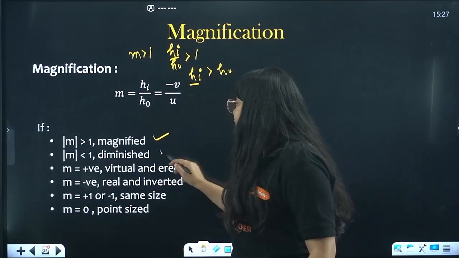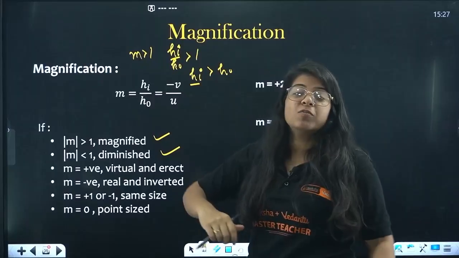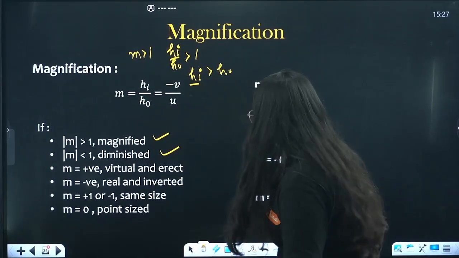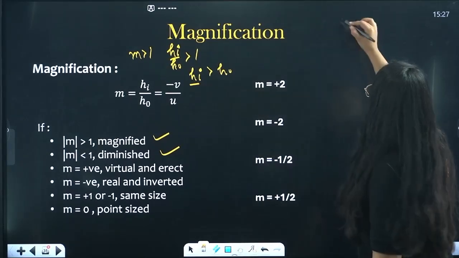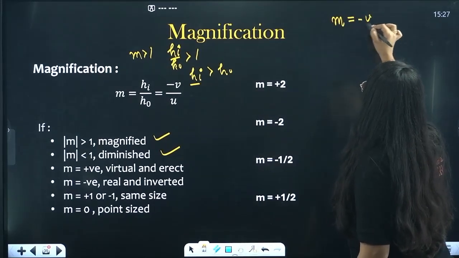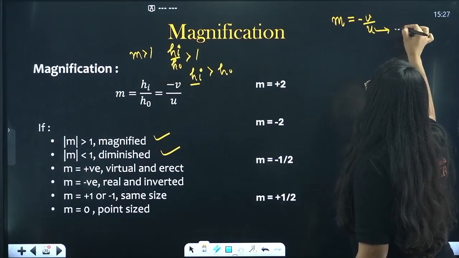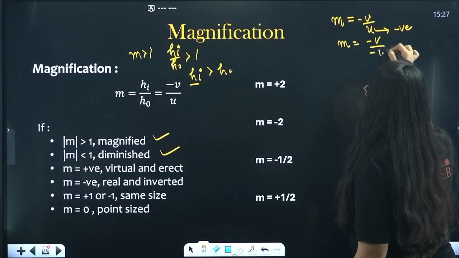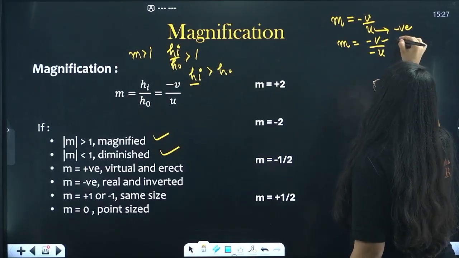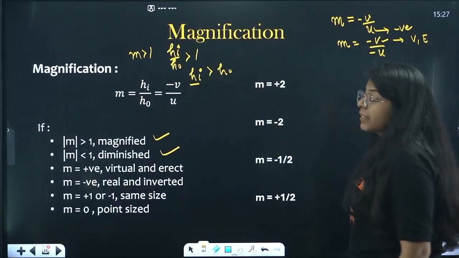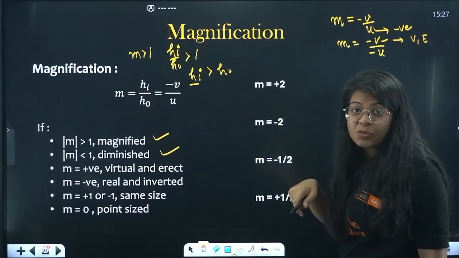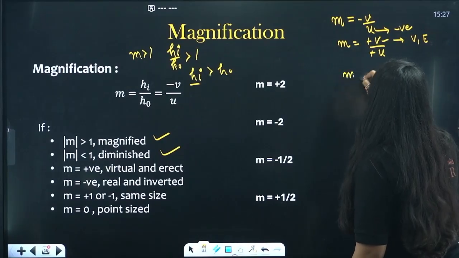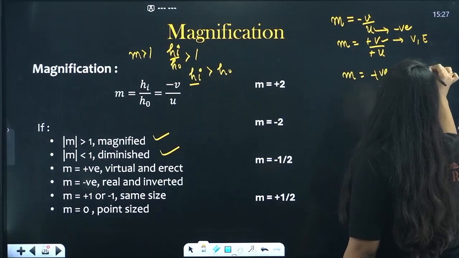Magnified image. Magnification less than 1: height of image is less than height of object, image is smaller, so the image is diminished. If you want to understand, then this is for you. Magnification is minus V by U. U is always negative. If V is virtual and erect, it is formed on the right hand side, so V is positive, and this negative cancels out. So if magnification is positive, the image is virtual and erect.